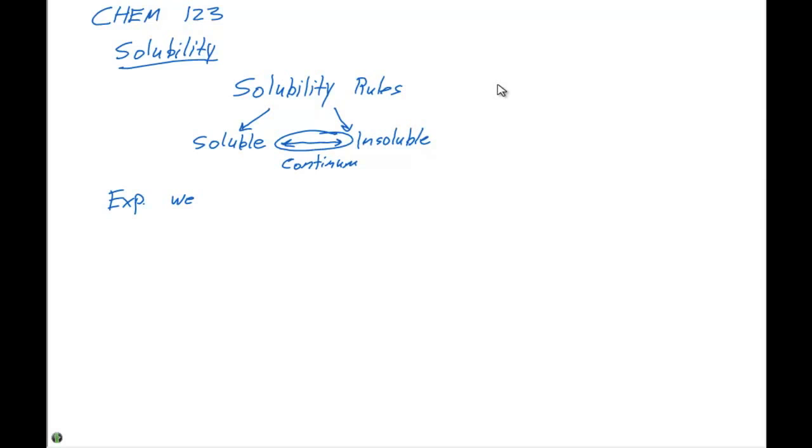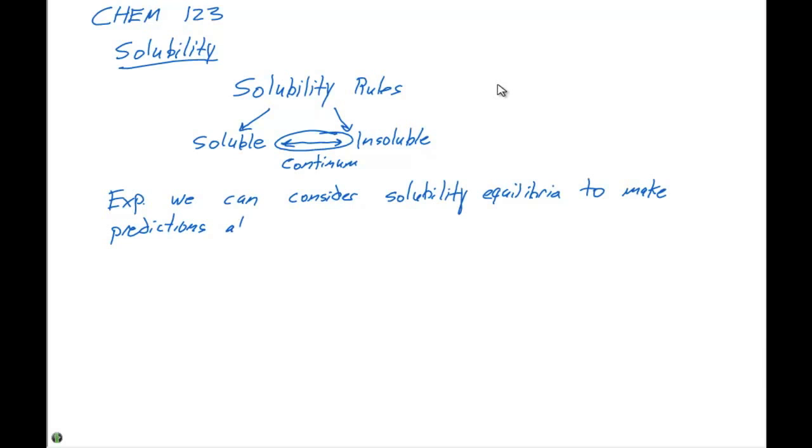we can consider solubility equilibria to make predictions about the amount of a given salt that will dissolve.